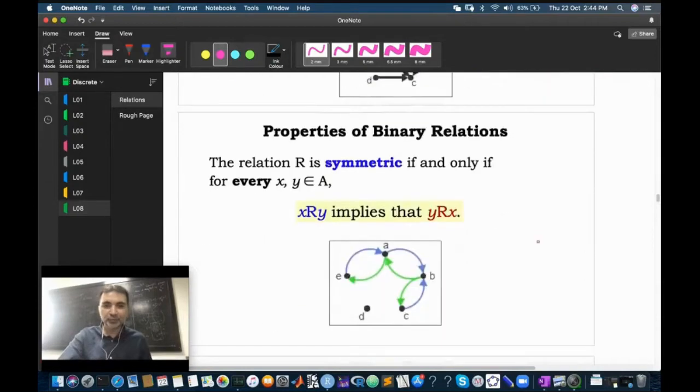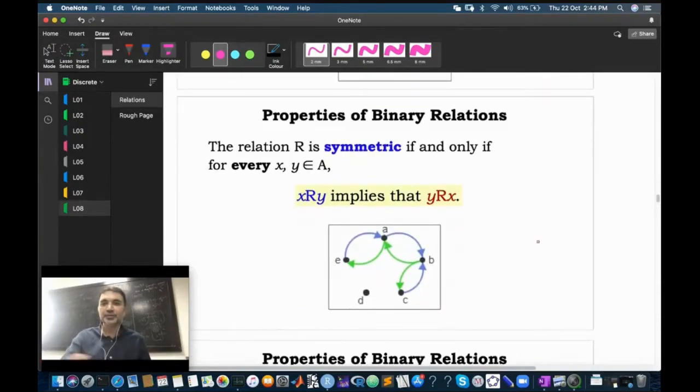Let's move on to symmetry. Symmetry is exactly what you expect it to be. It says that if there is an arrow from x to y, there must be an arrow from y to x as well. So if there is an arrow from E to A, you should have an arrow from A to E as well.